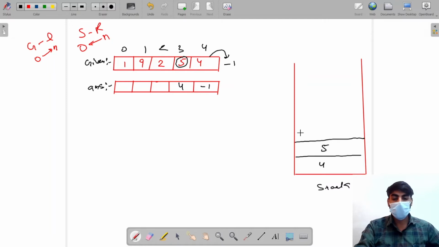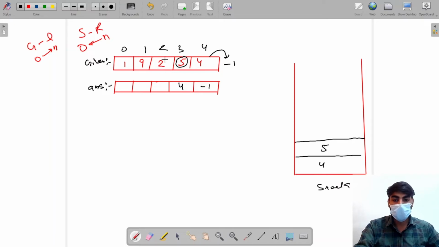Okay, I am again repeating, if the value of our number is greater than the number present on the top of our stack, firstly we add that number in our answer array, and then push that element in the stack. Okay, let's see for 2.